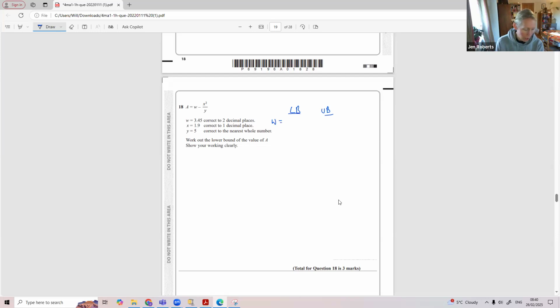So for W, it would be 3.445, 3.455. For your X, it would be 1.95, 1.85. And for your Y, it would be 5.5, 4.5. Work out a lower bound of the value for A.